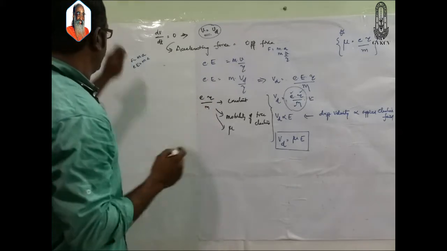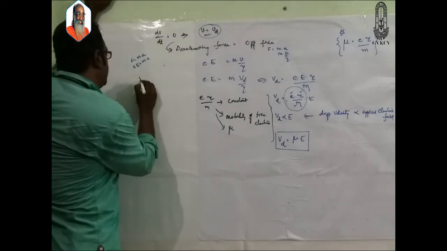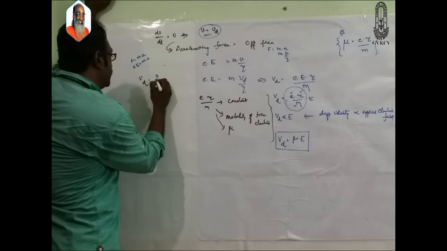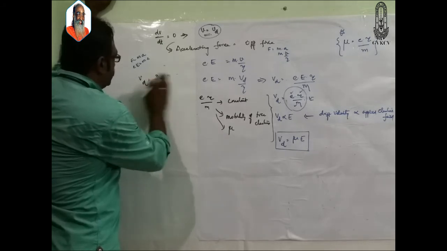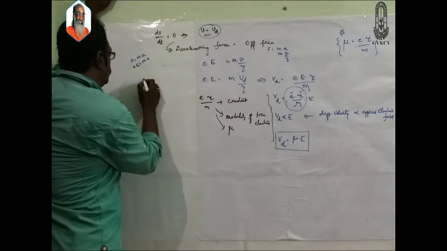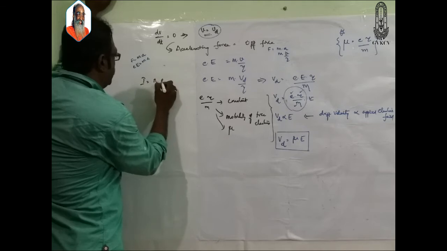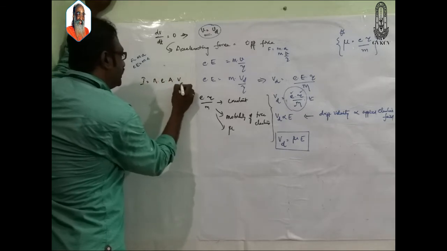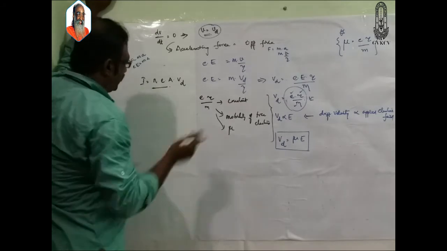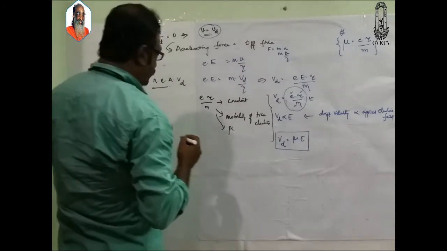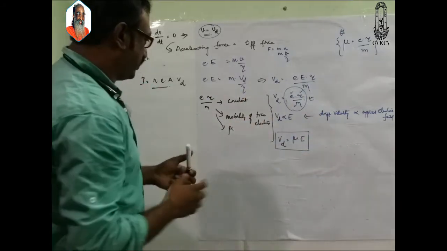Now, already we know the formula for the drift velocity: I is equal to n e A Vd. Already we have derived this earlier. So from this expression, we'll include all these things and extract whatever we require here.